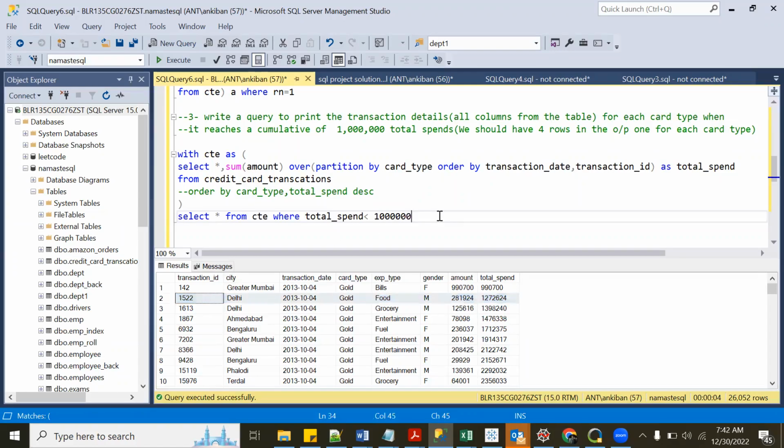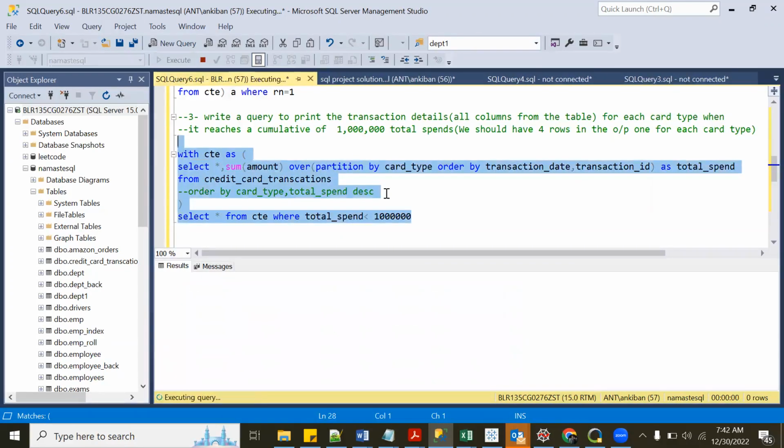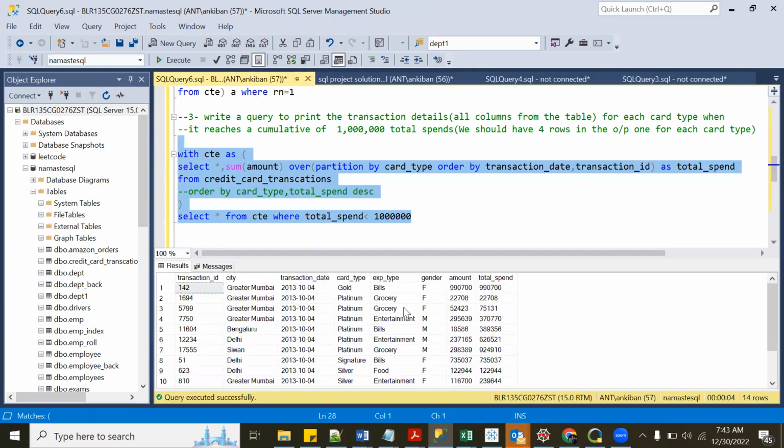If I run this now, you see for the gold one I am getting only the first row, then platinum is starting. So that is the problem. Again, for platinum also, I am getting this row, but I'm not getting the row where we were reaching 1 million. That is the problem here.